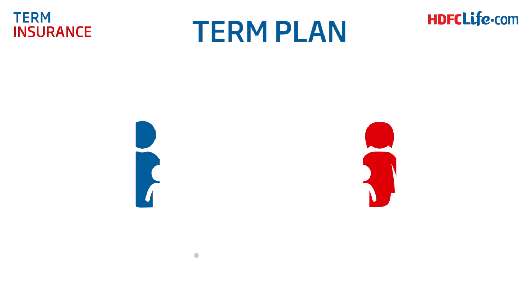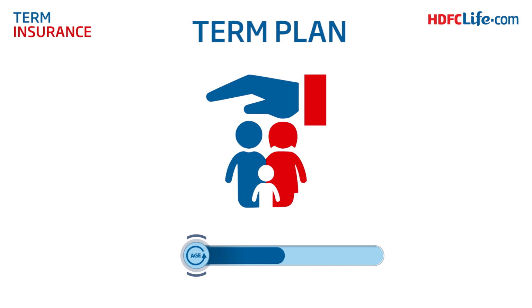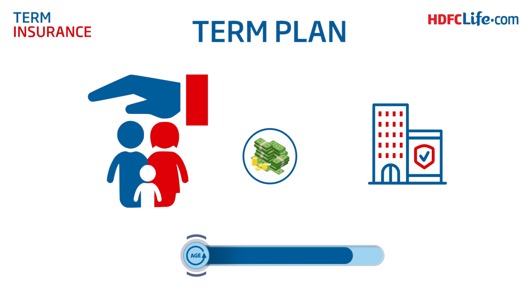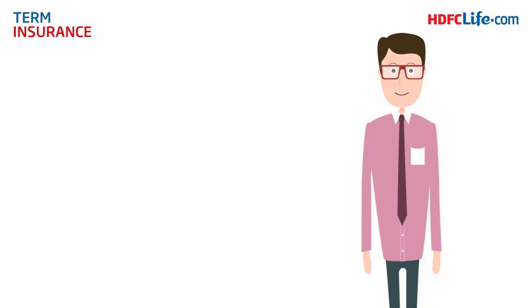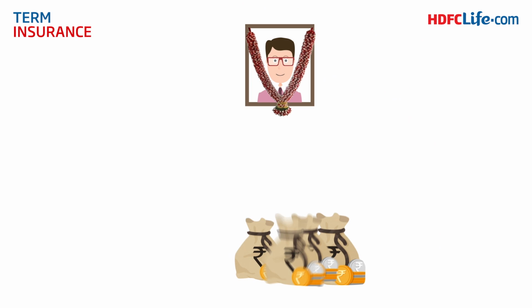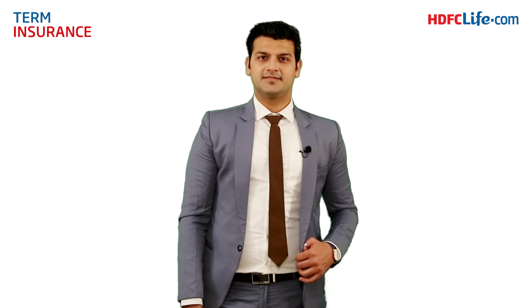A term plan is basically a type of life insurance that provides coverage for a certain period of time or years against a certain amount which needs to be paid to the life insurance company. So, if the person who is insured passes away over the policy term, the death benefit or sum assured is paid out. There are other variants of a term plan, but that's a subject for another day.